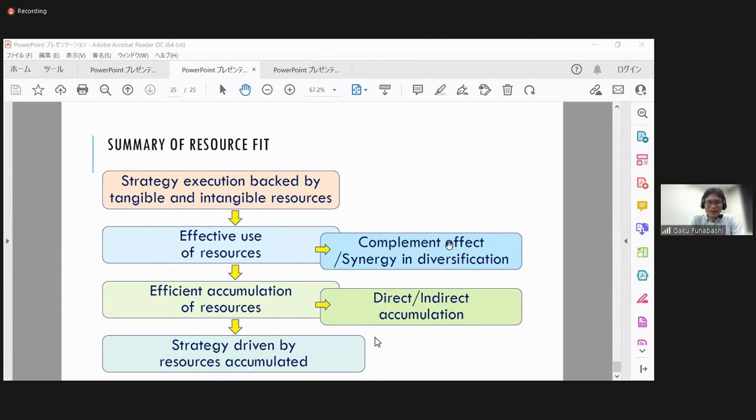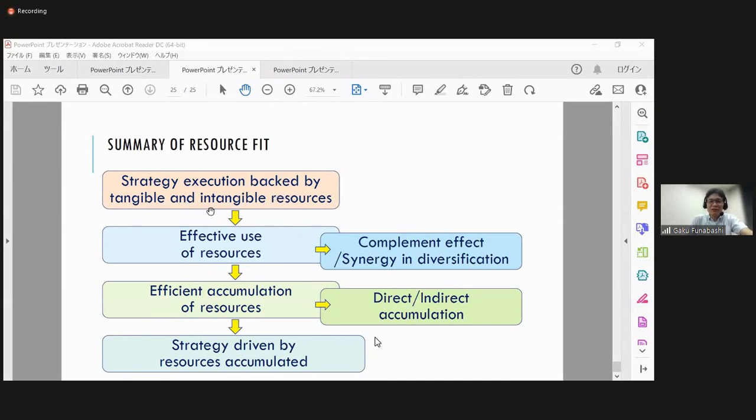How can I explain this? Let me explain one by one. Here, through all these materials, we talked about the resources. And resources are necessary for executing strategy. Strategy execution is always backed by the resources. And resources, there are basically two kinds: tangible resources, tangible assets, and intangible resources, intangible assets.